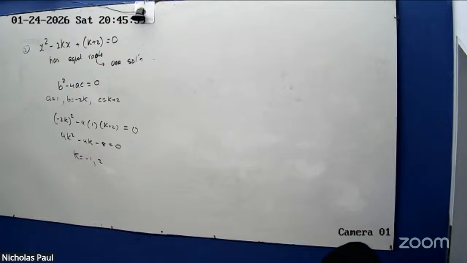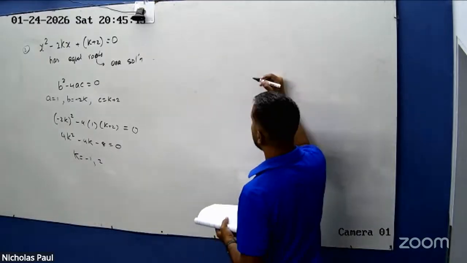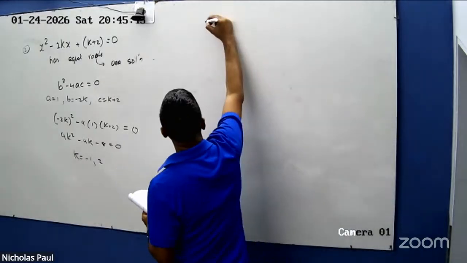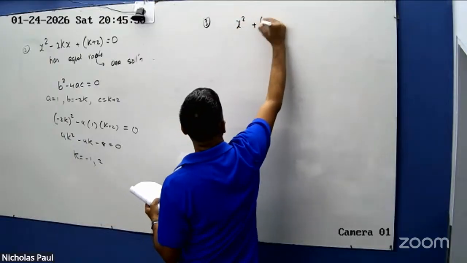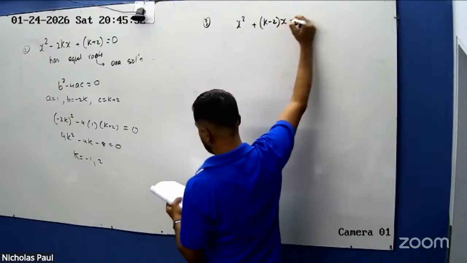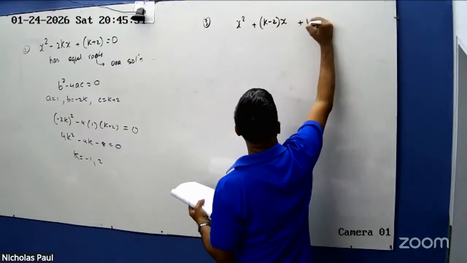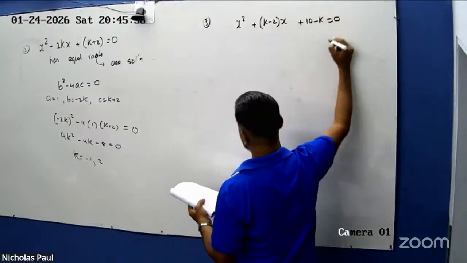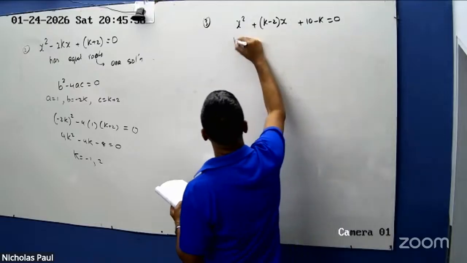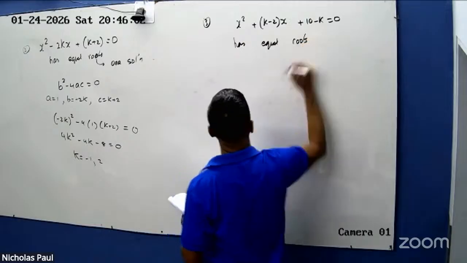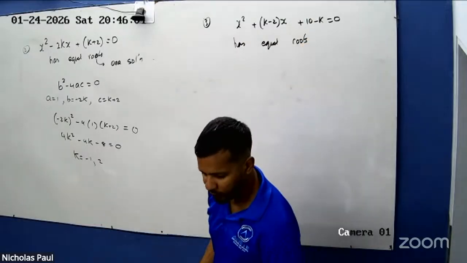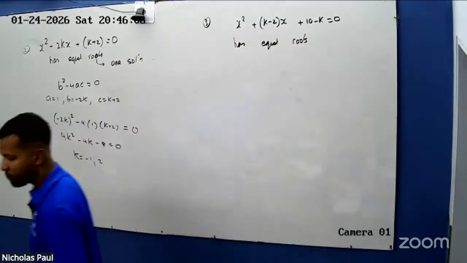Find the values of k if the equation x squared plus (k minus 2)x plus 10 minus k equals 0 has equal roots. Try that. Remember what equal roots mean.